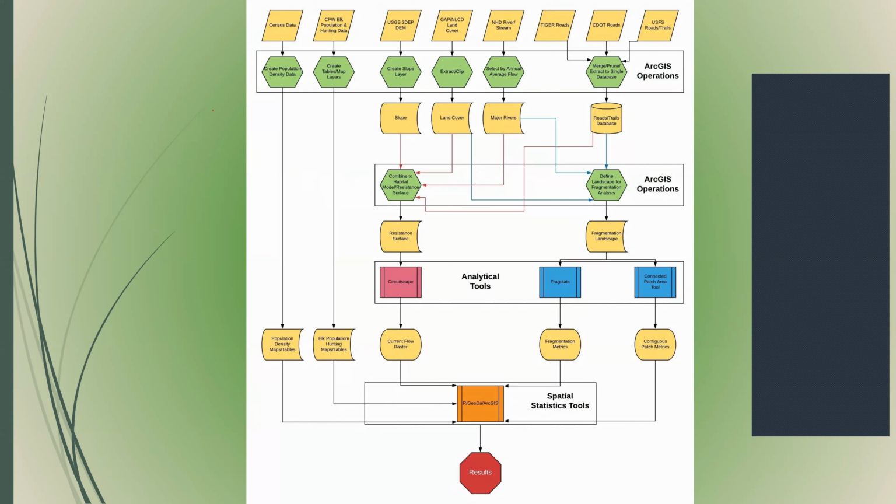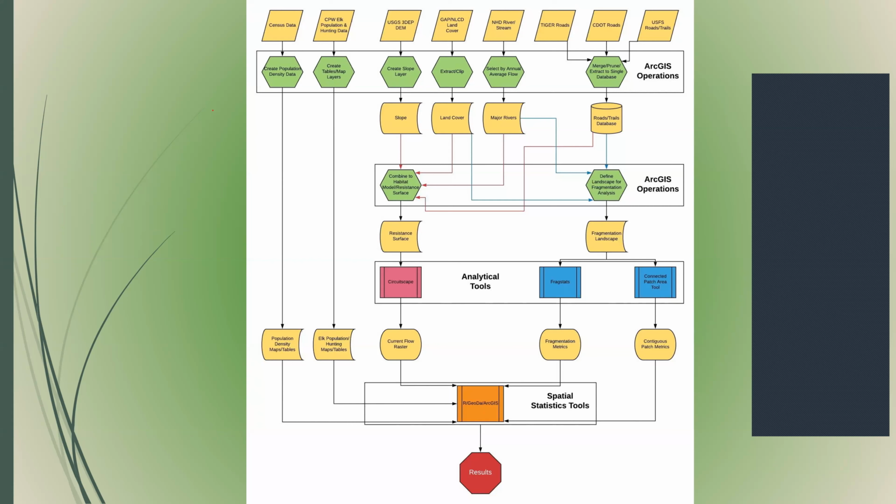So first, I'm going to assemble data sources, mostly from publicly available data. Then I'll apply some ArcGIS operations to get those data sets in a format that's more useful. Then I'll take those data sets and compile them and put them into a resistant surface and a fragmentation landscape. And you can see those two have a lot of elements in common. Next, I'll use a variety of analytical tools to come up with some measures of fragmentation and connectivity loss.